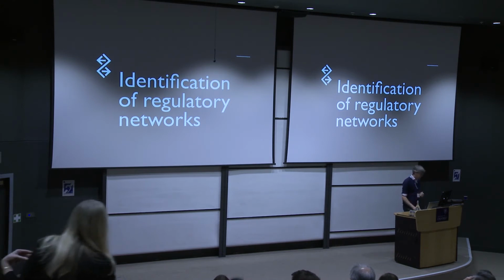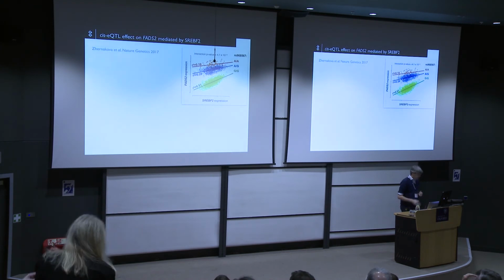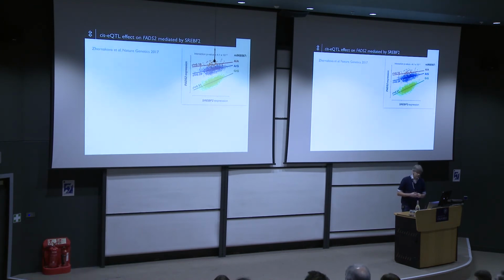And one of them is to identify regulatory networks. And that's based on various recent observations. One thing that we observed is that effects on gene expression levels are also highly context-specific, not only cell type-specific, but also highly context-specific. One example is shown here for a lipid variant affecting fatty acid desaturase expression levels. And you can see that that cis-eQTL effect is strongly influenced by the expression levels of another gene, and that's a sterol binding transcription factor. So it's the combination of both.